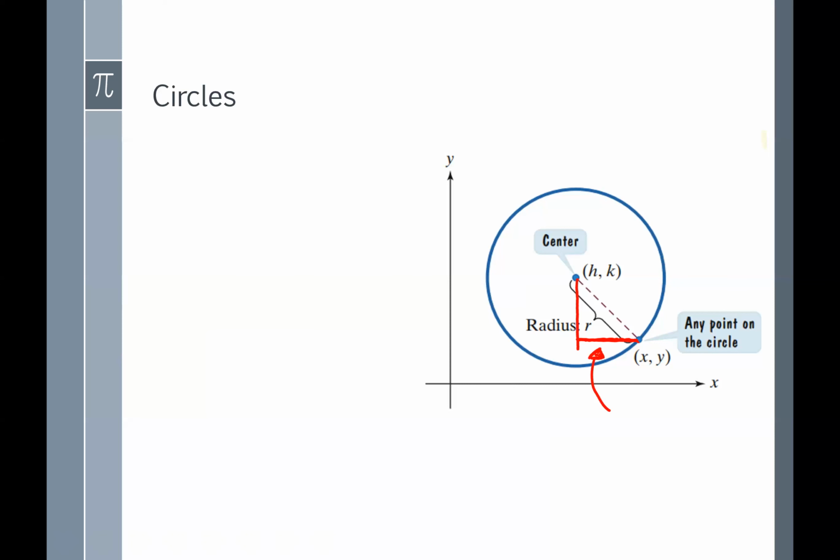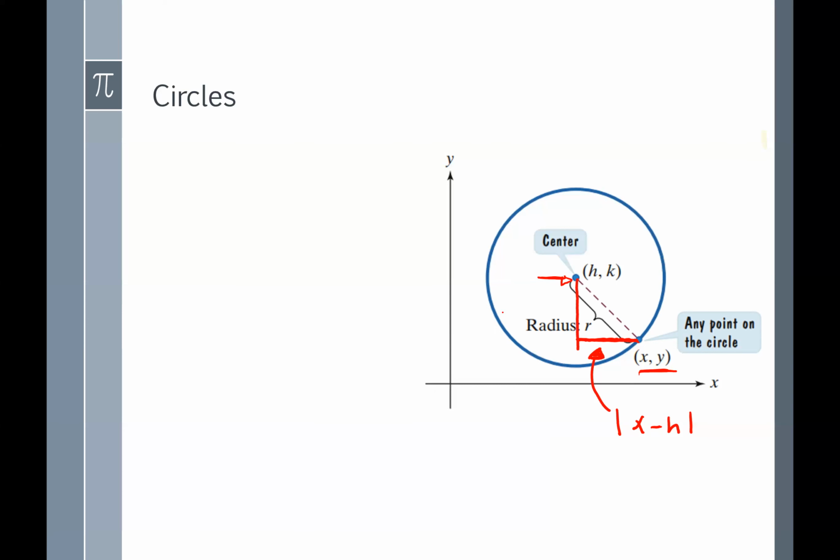This horizontal leg, that length, is x minus h. So if this point is (x, y) and this point here is (h, k), then that distance is x minus h. I can put absolute value bars around it for now, just to ensure that it's positive. But as soon as I square it using the Pythagorean theorem, it doesn't matter if I have absolute values there or not. I just put them there to assure that no matter what difference I take, that result will be positive.